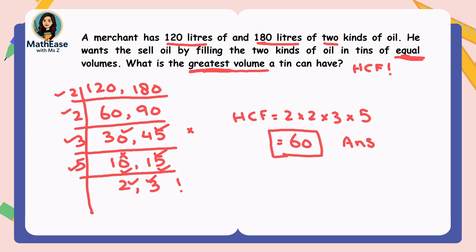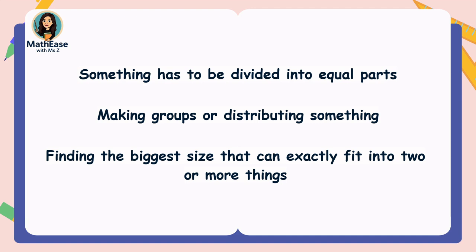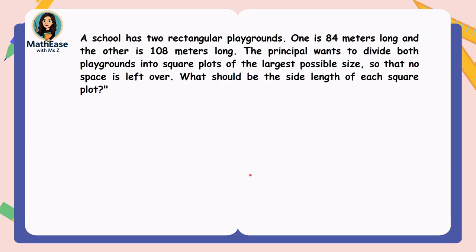Let's try a different question now. But this time we're going to go for one that explains the last point that I mentioned in that list of three points, which was the biggest size that can fit exactly into two or more things. Okay, so here we go. A school has two rectangular playgrounds. One is 84 meters long and the other is 108 meters long. The principal wants to divide both playgrounds into square plots of the largest possible size so that no space is left over. What should be the side length of each square plot?